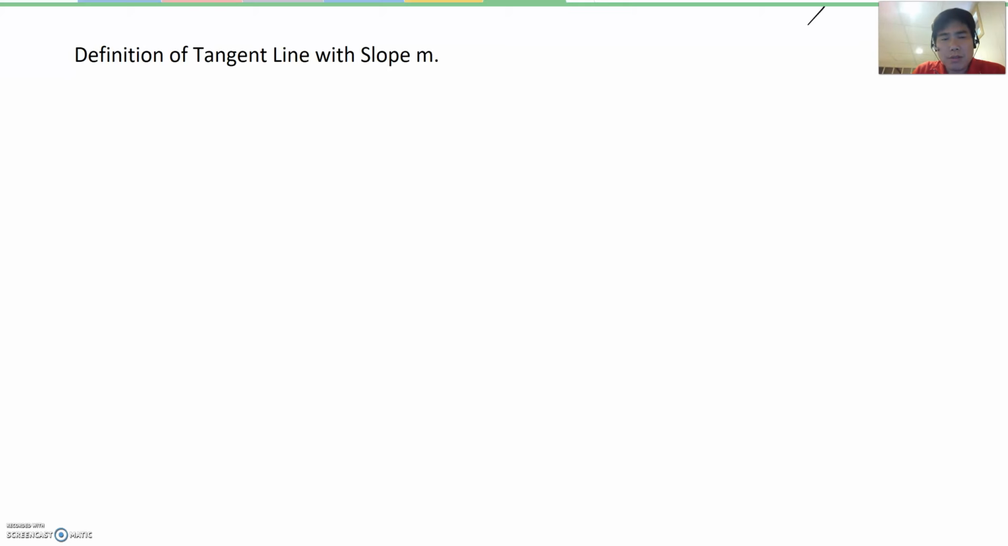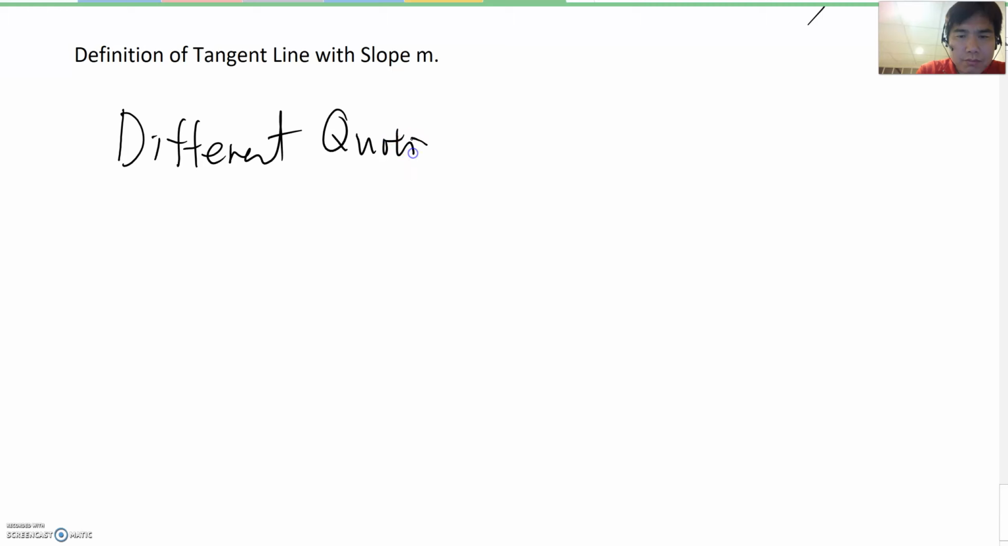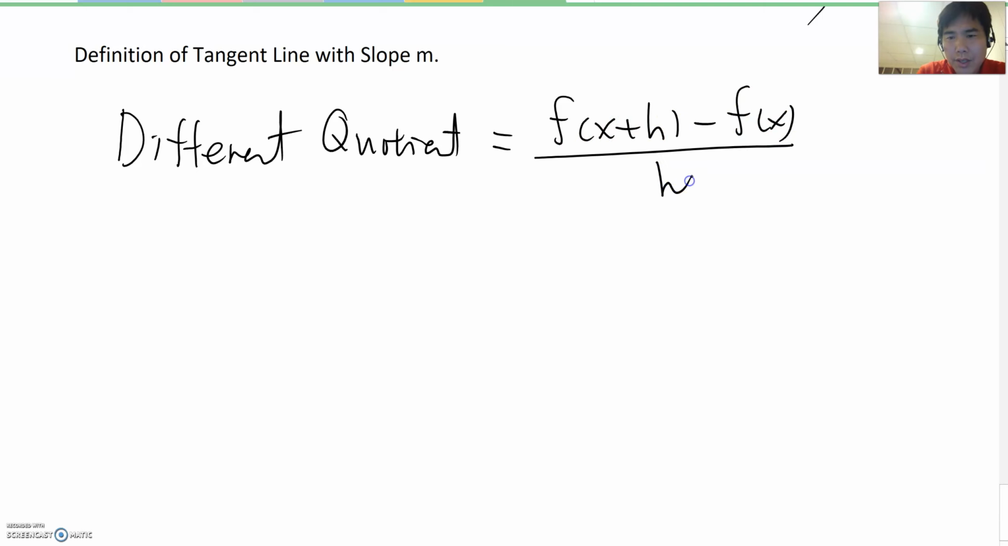So hello everyone. Today we will talk about the definition of tangent line with the slope m. Through two different videos about difference quotients, you learned that the difference quotient equals f(x plus h) minus f(x) over h, basically, right? And then I'm going to briefly review what this means.